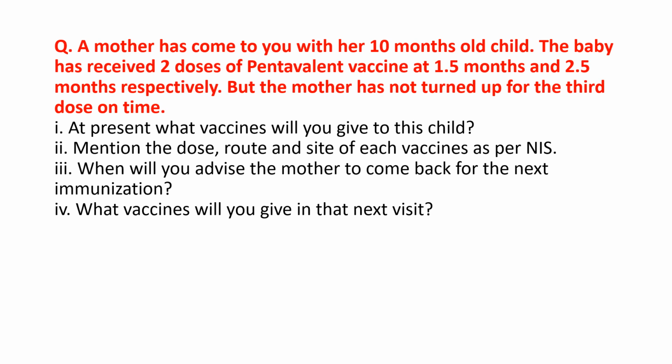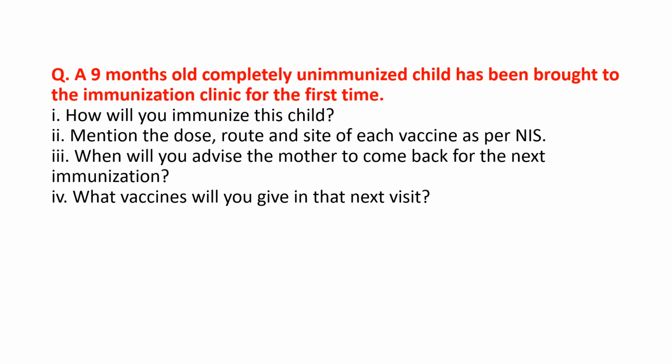So at present, what vaccines will you give to this child? Mention the dose, route, site of each vaccine as per the National Immunization Schedule, that is NIS. And when will you advise the mother to come back for the next immunization? And what vaccines will you give in that next visit? It can read differently also. Like a 9-month-old completely unimmunized child has been brought to the immunization clinic for the first time. How will you immunize? Mention the dose, route and site of each vaccine as per the NIS, that is the National Immunization Schedule.